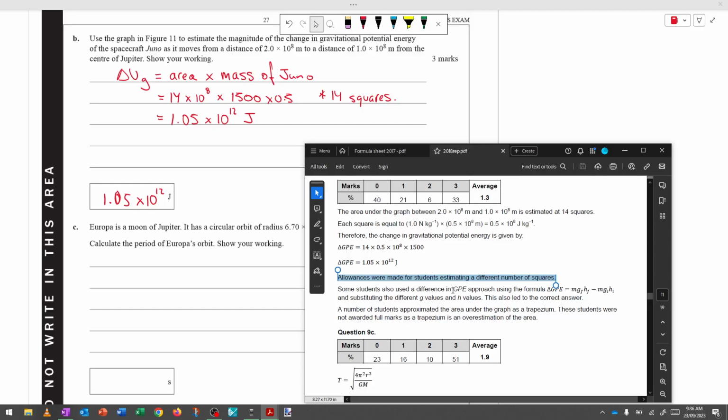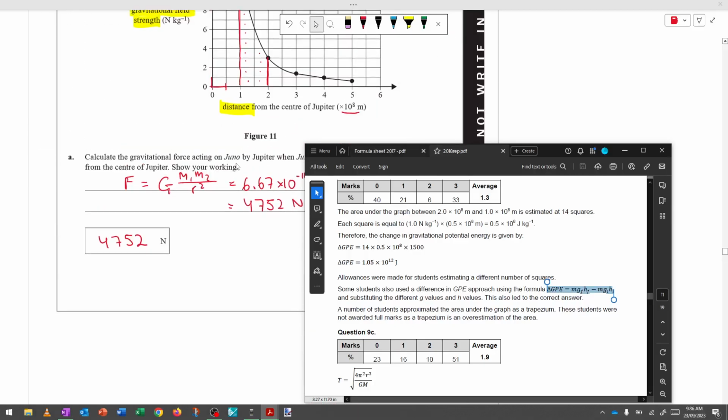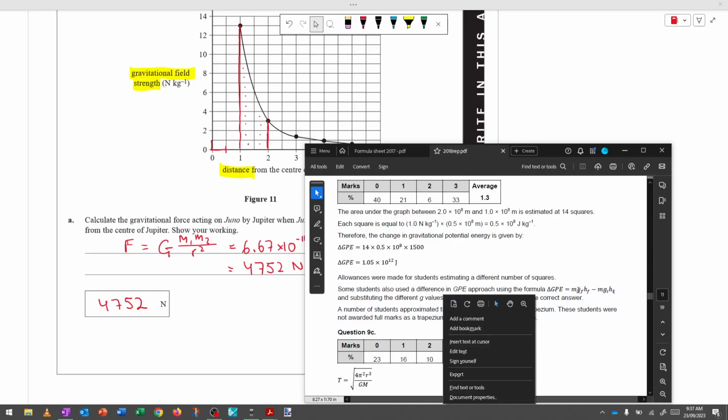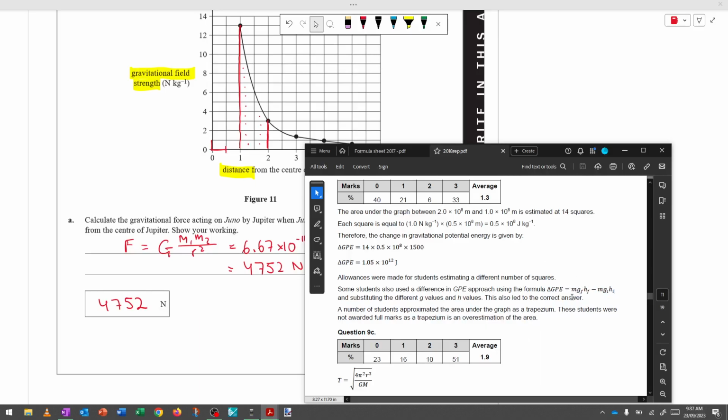It also says here, some students also used a difference in gravitational potential energy approach using this formula and substituting the different g values and h values. This also led to the correct answer. So because we know the value of little g from the graph, gravitational potential energy at each of those heights is mgh, then yeah, I guess you could work out the change in gravitational potential energy that way. But the area method is the most appropriate method to use for questions like this.